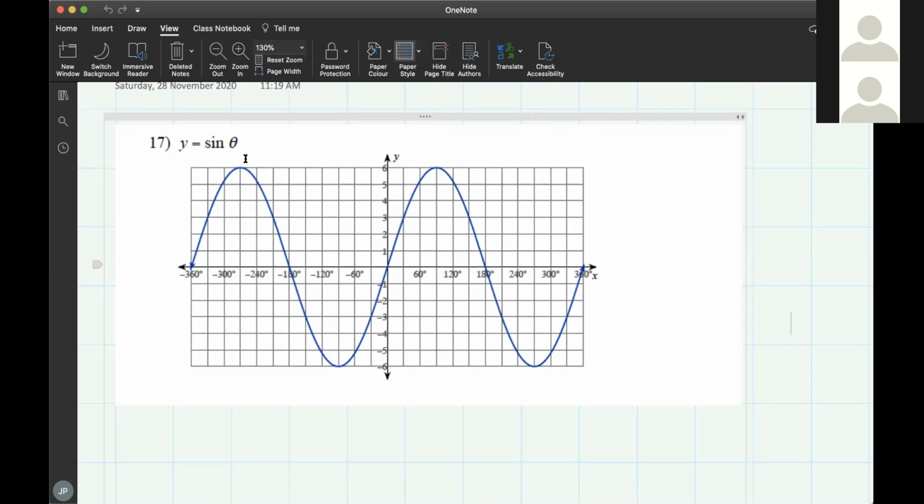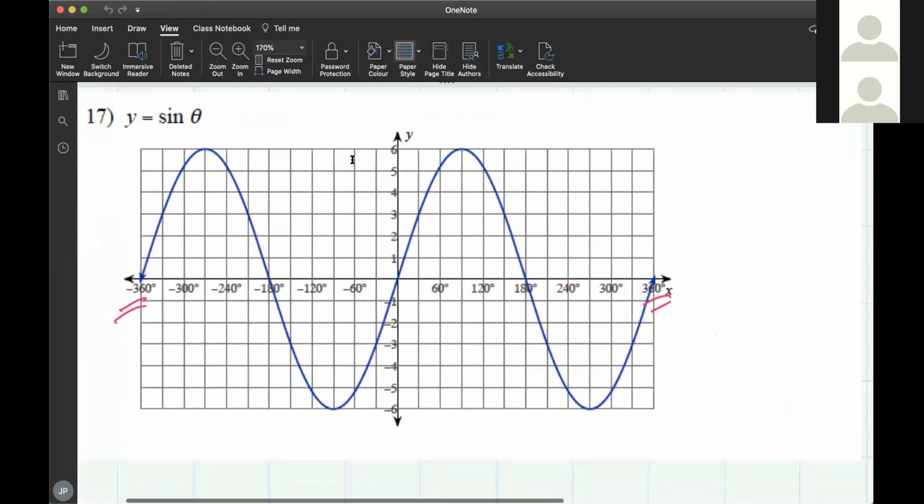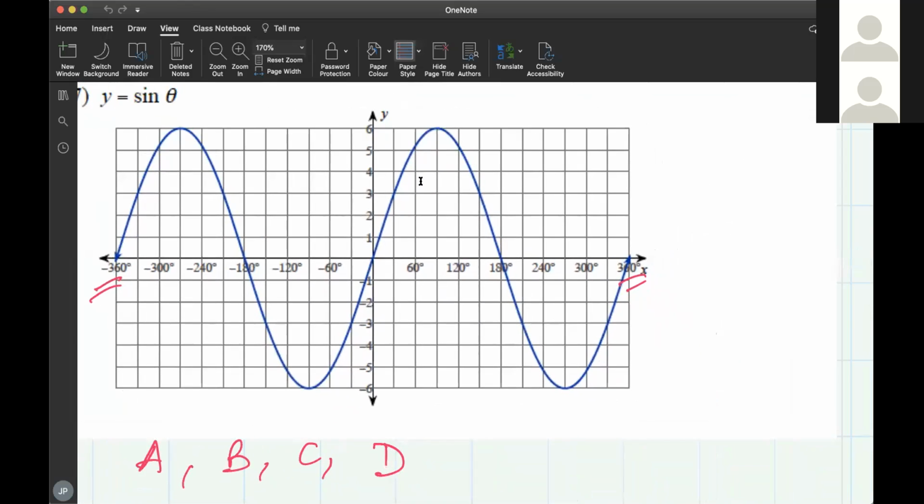So first thing you will observe is they've given us the graph from negative 360 to 360. Okay. And if you all can see it clearly, if you can't see, let me know. I'll zoom in a little bit more. First thing I want you to find out is A, B, C, and D. And then we can write the equation, right? Using those A, B, C, and D.